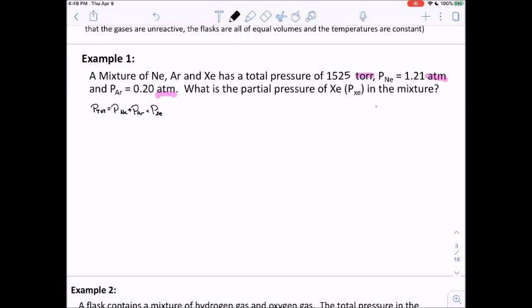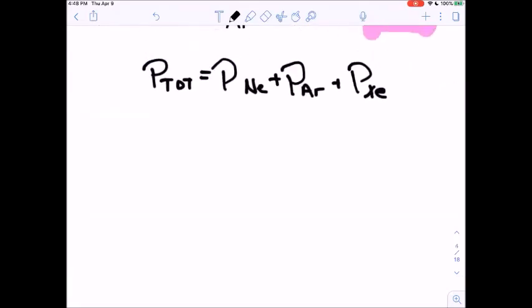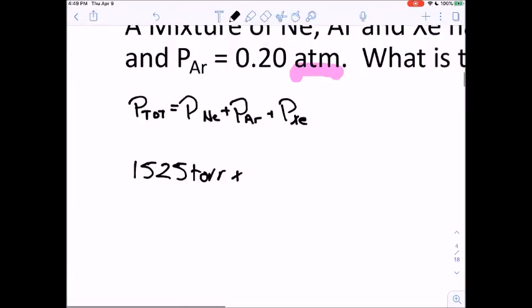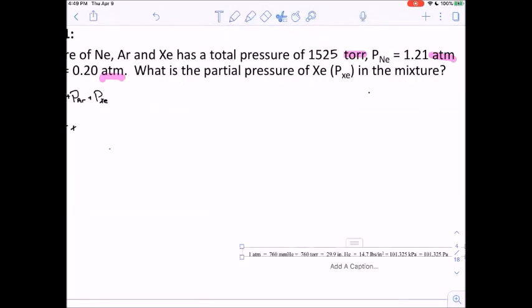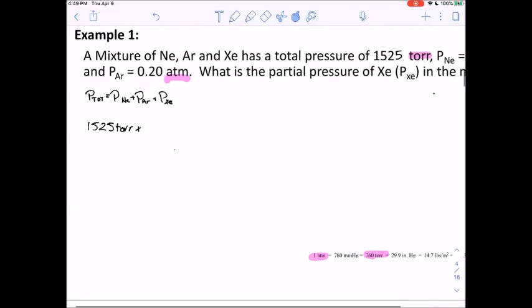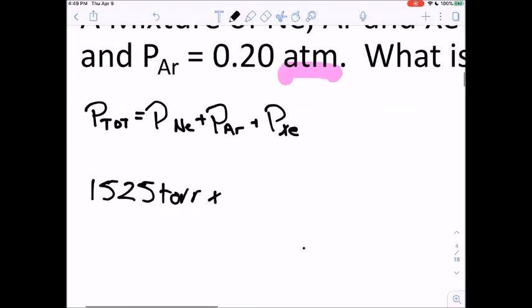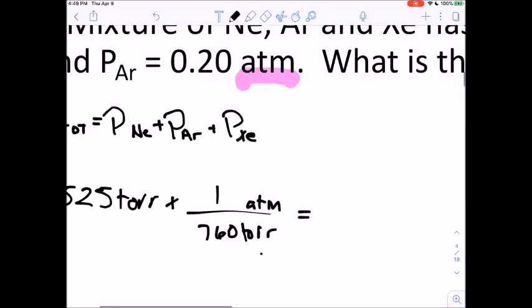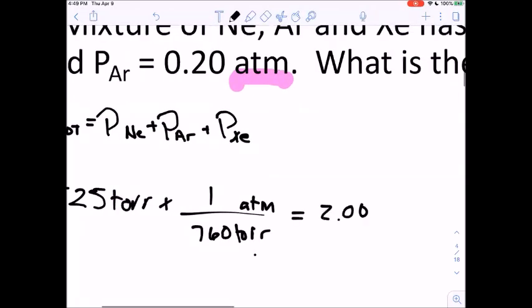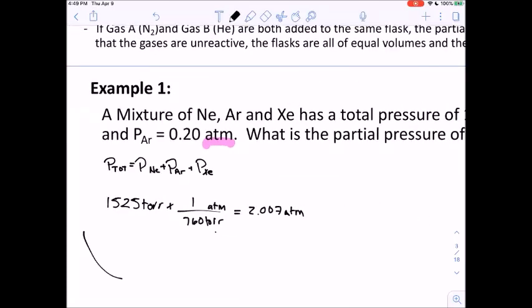So I have 1,525 torr, and I'm going to convert that by using my pressure conversion chart. Torr is on the left middle side, atmospheres is right here. So I have 760 torr equal to 1 atmosphere of pressure. Torr is going to be on the bottom, and atmospheres is going to be on the top. When you put that in your calculator, you end up with 2.007 atmospheres of pressure. And that's our total pressure that we were just solving for there.